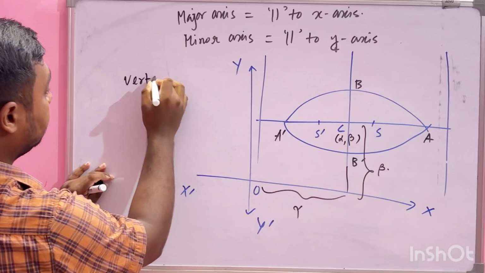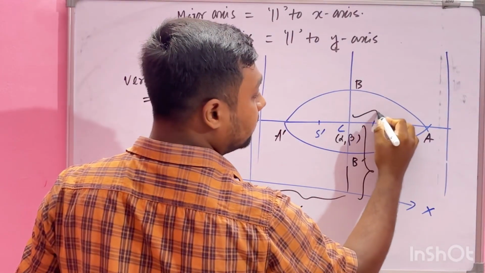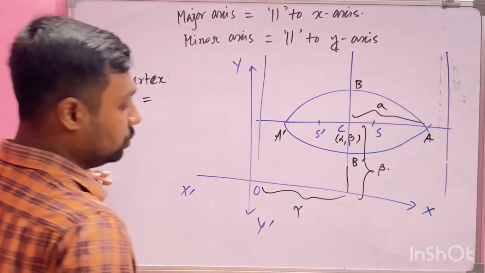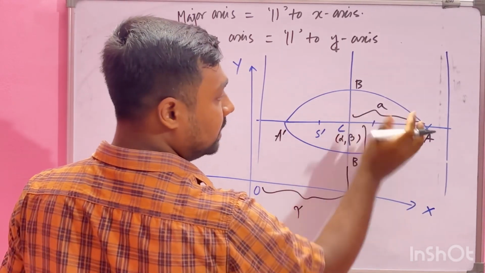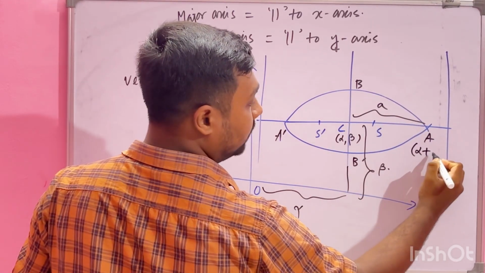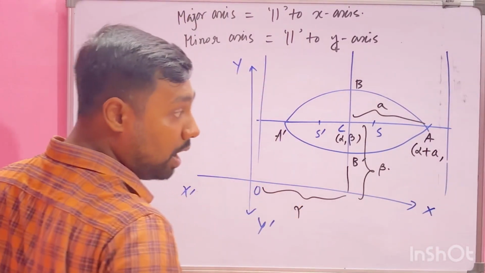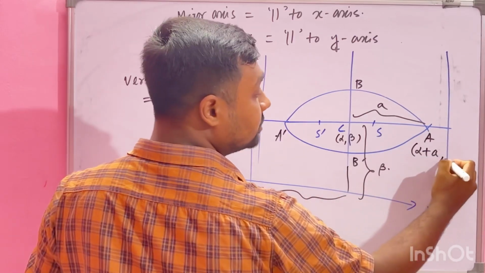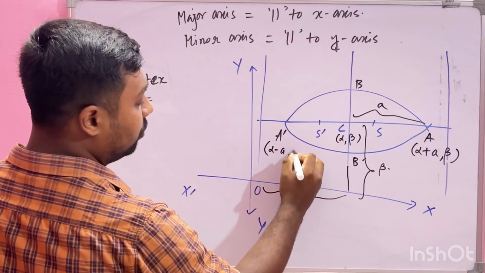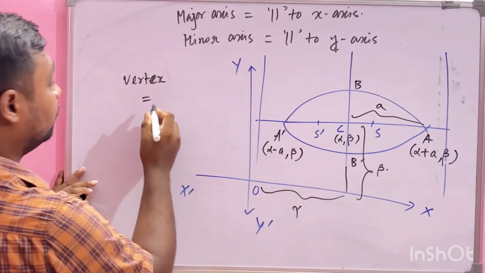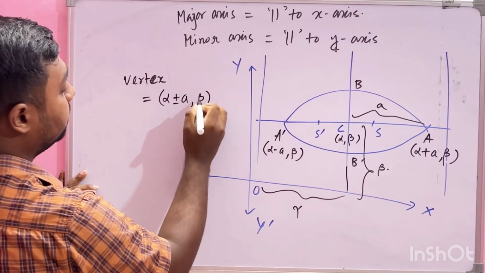Vertex will be, see, this length is a. So that means the coordinate of A will be alpha plus a, comma, this y coordinate is beta. So beta, and A dash is alpha minus a comma beta. So the coordinates of the vertex will be alpha plus minus a comma beta.